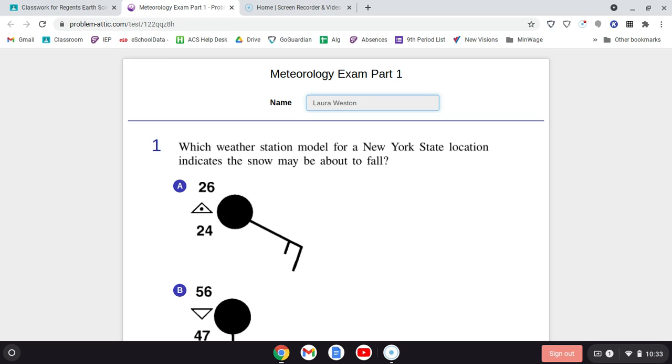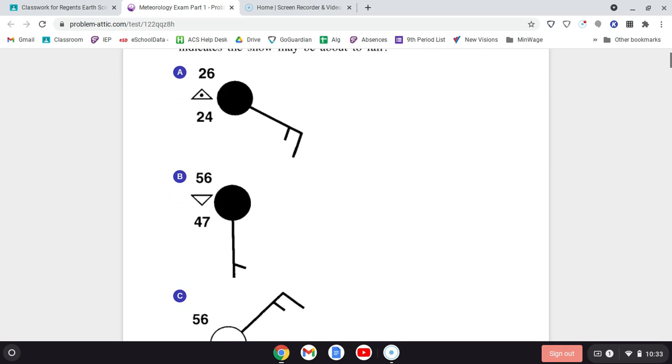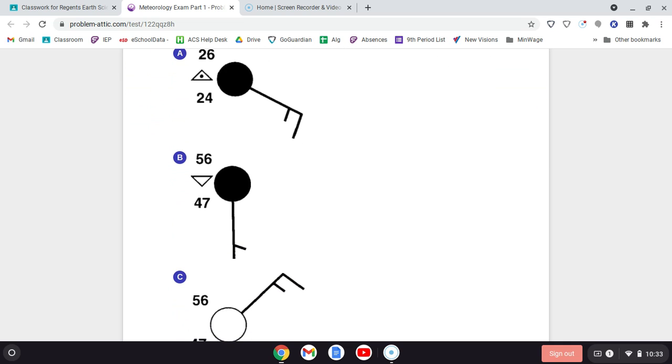Which weather station model for a New York State location indicates the snow may be about to fall? You'll have to use page 13 with the present weather symbols.